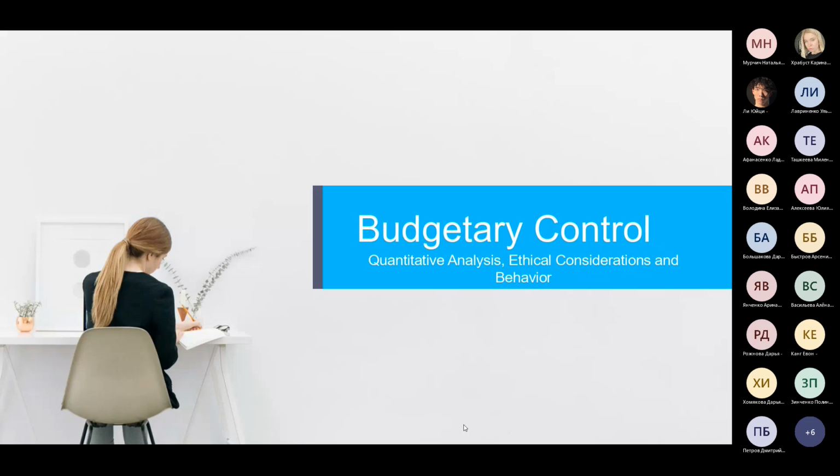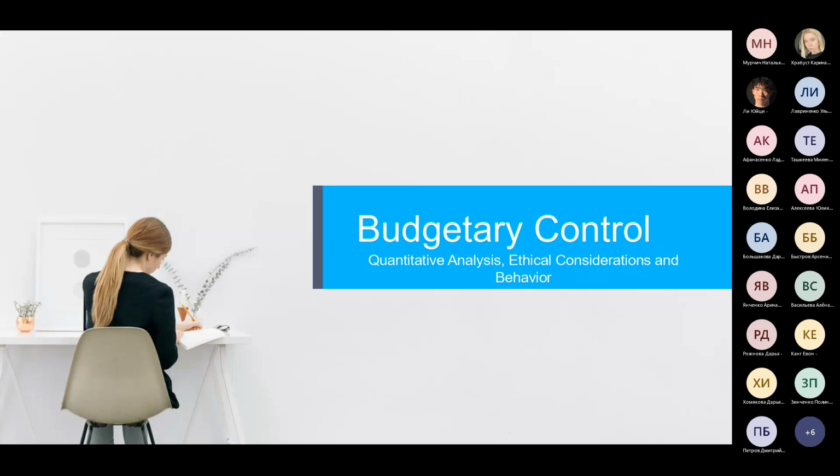So budgetary control, as you can see, is a very important part of the firm's activity. Quantitative analysis should be done to compare our actual results with budgeted results, and for better understanding of the process, and for better understanding of our spending that we make using our resources and making our goods and services.